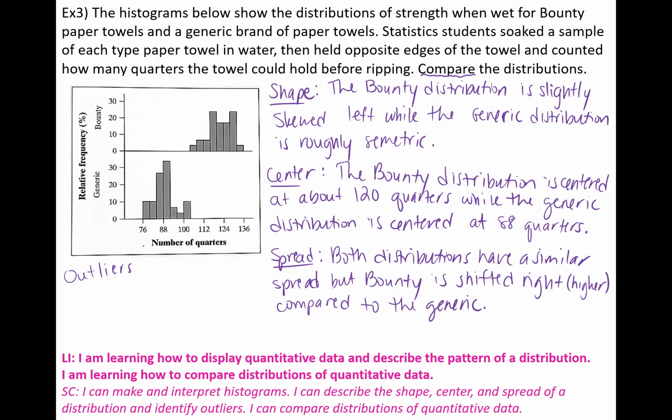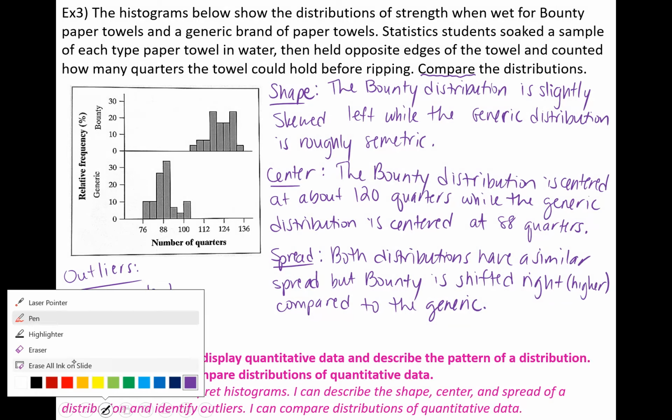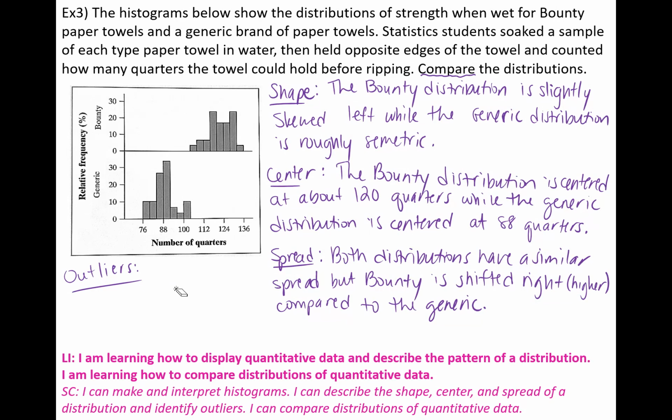With this histogram, if I look at these, I don't really see any. So I'm going to say for our outliers, appears to be none. I might just comment both. It doesn't look like either of them have an outlier. Maybe I'll say it that way. None for either distribution.